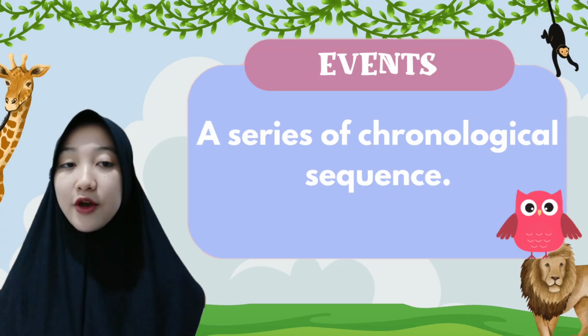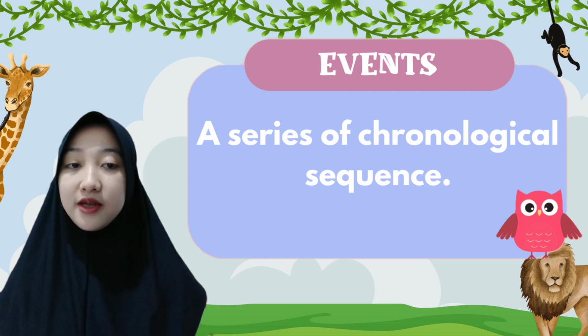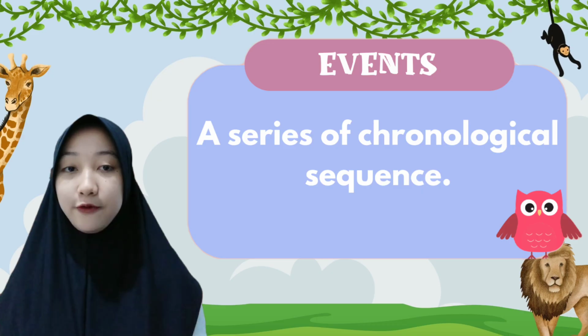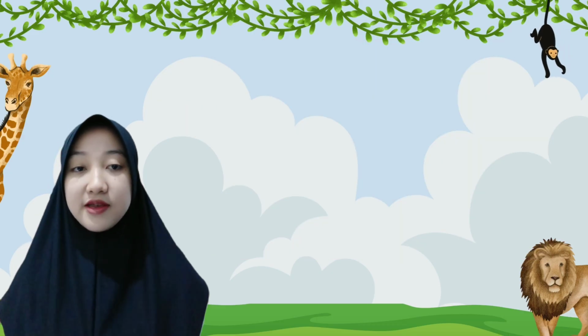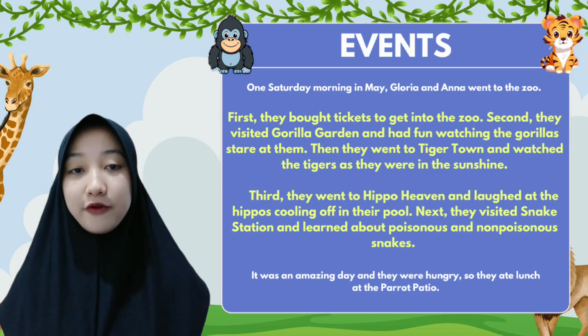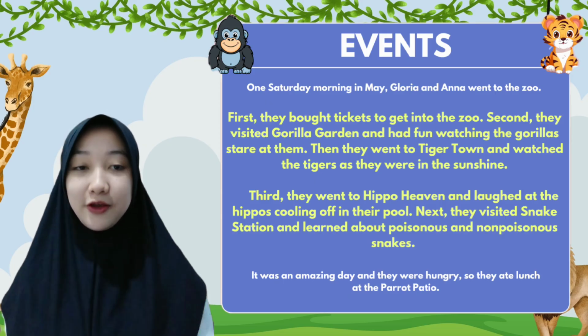Then the second one is events. Events is a series of chronological sequences. Events provide the main idea of the recount text that is arranged based on chronological order. The events in the recount text provided are in the second to third paragraph. Why? Because it contains the explanation about the main activities.